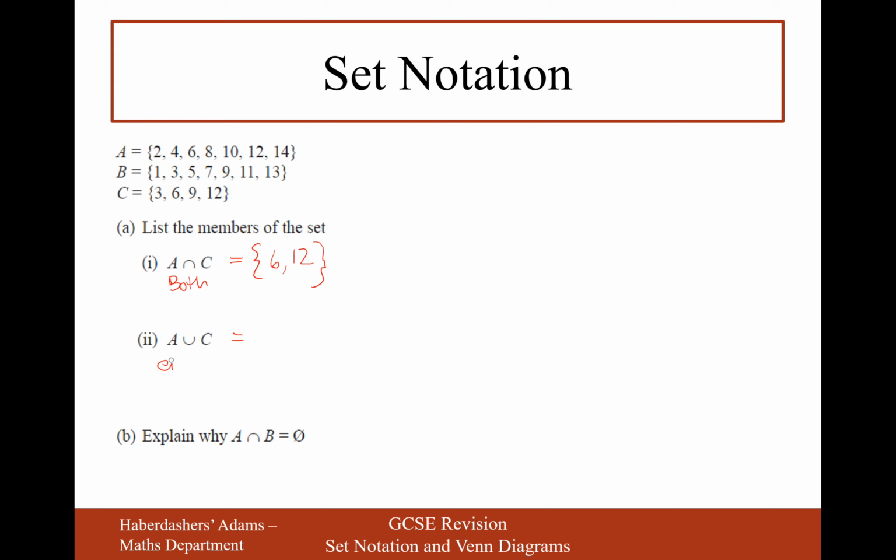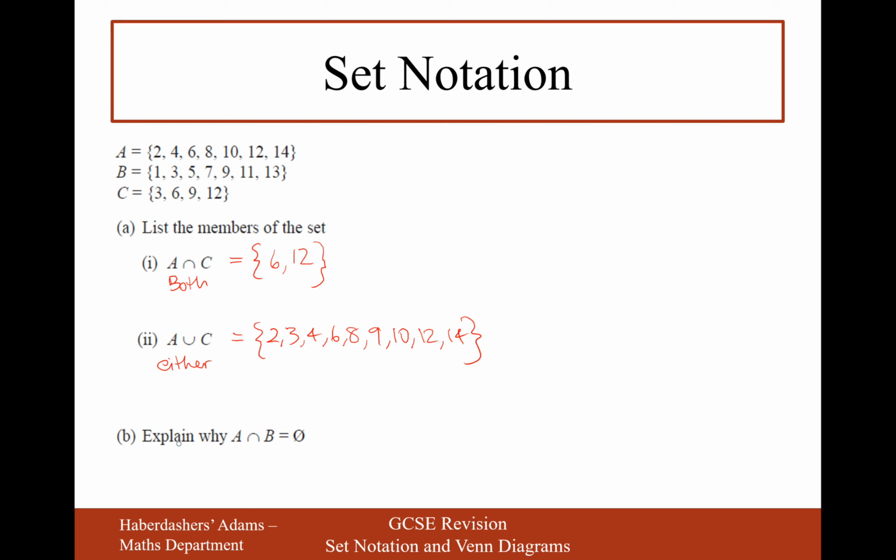Second question, it can be in either of set A or in set B. So let's just write down all the numbers that appear in either set A or B. So 2, 3, 4, 6, 8, 9, 10, 12, 14. Hopefully I didn't miss any there. I'm just writing out all the numbers from A and all the numbers from B.